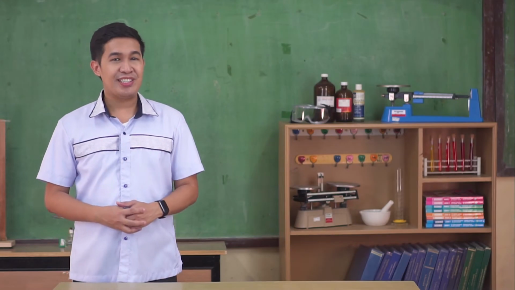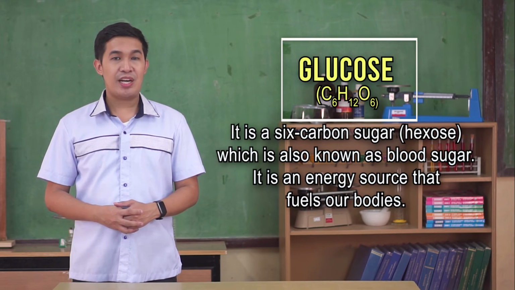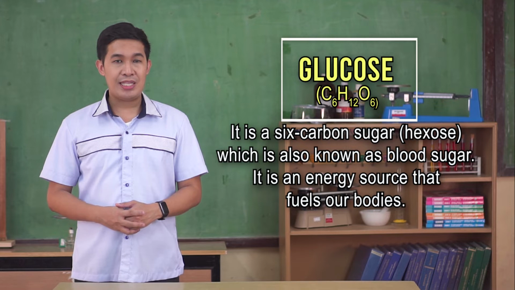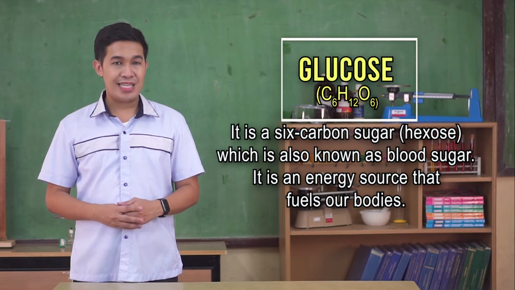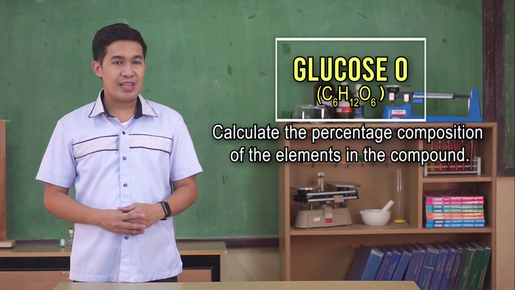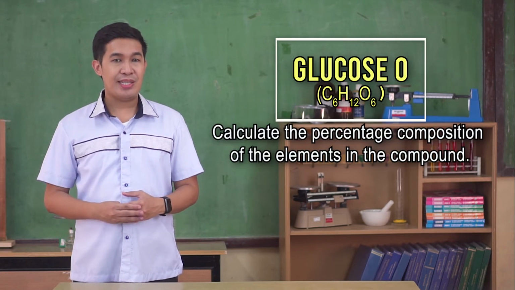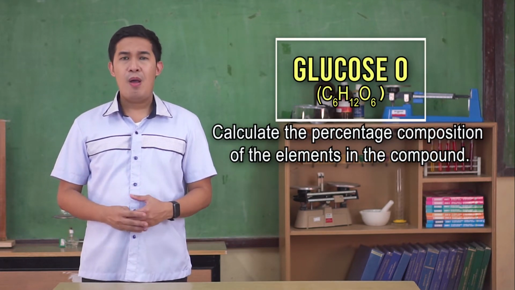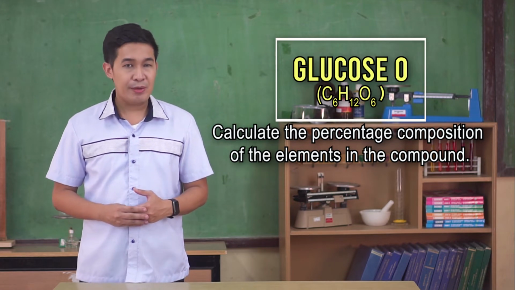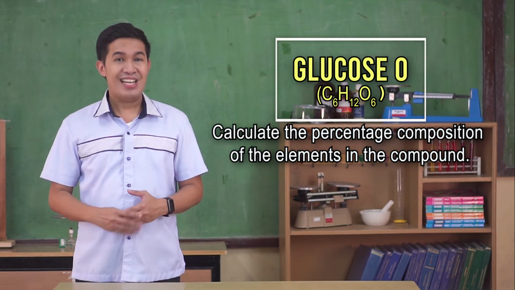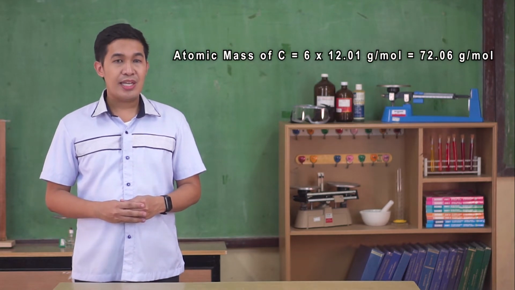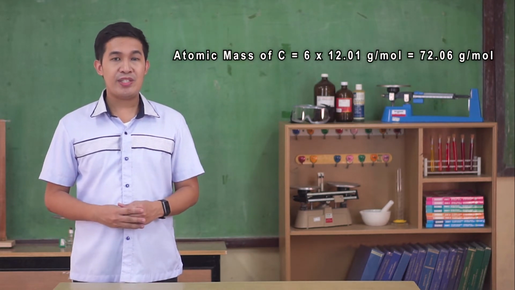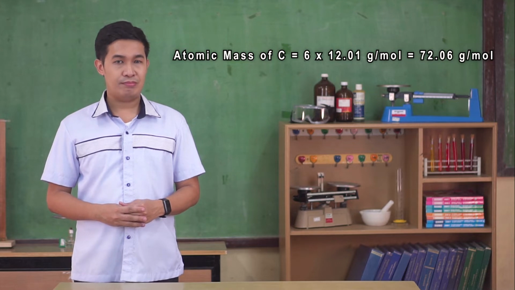Now, it's your turn. Glucose is a 6-carbon sugar which is also known as blood sugar. It is an energy source that fuels our bodies. Calculate the percentage composition of the elements in the compound. What is the molar mass of carbon? That's right! Since there are 6 carbon atoms in glucose, its molar mass is 72.06 grams per mole.